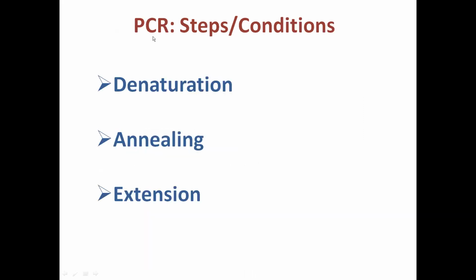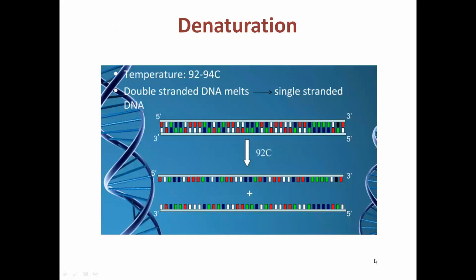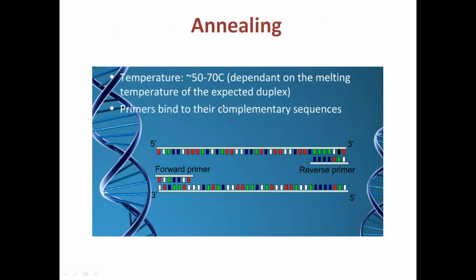The conditions of the PCR are of 3 steps: denaturation, annealing, and extension. For the denaturation, the temperature is between 90 to 95 degrees Celsius. It is written 94 here, but we usually use 95 or 90. In this process, whatever DNA template we have is linearized, denatured, and separated. Then the annealing, in which the forward primer and the reverse primer hybridize with the template DNA.